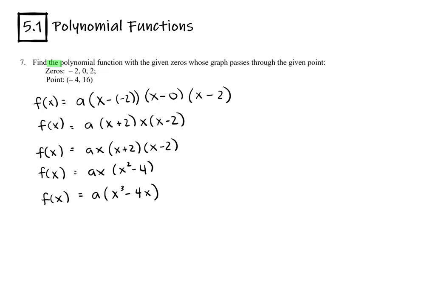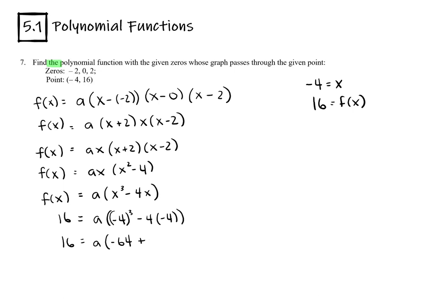I could easily make the a into a 1 and say here is a polynomial, or I could turn it into a 2, and all of those would be correct if it said find a polynomial. But this one says to find the polynomial, so I'm going to plug in the values. So -4 is my x, and 16 is my f of x. So that gives me, so my a is actually -1/3.